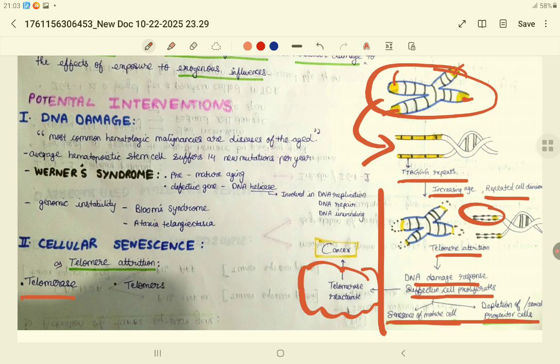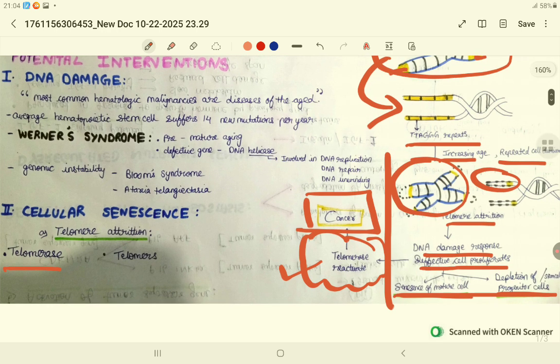Now in these normal cells, what will happen? The telomerase activity will not be there. So the telomere length will decrease in size. But in cancer cells, the telomerase activity will be increased, and because of this the length of the telomere will be maintained, and the senescence of the mature cell will be absent. So the cancer cell will proliferate. That is the most important characteristic of cancer, right?